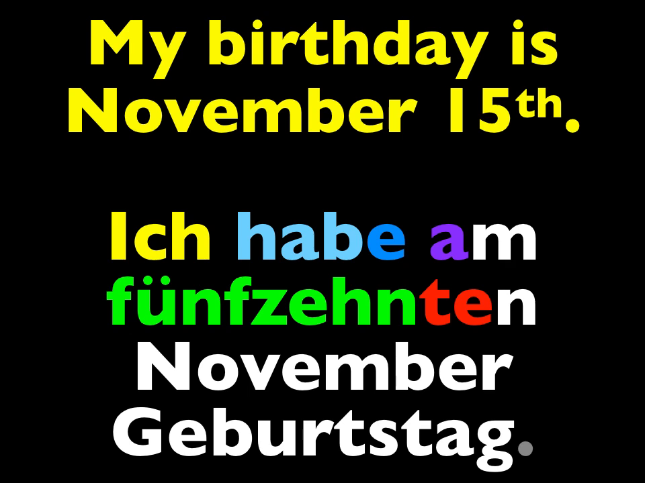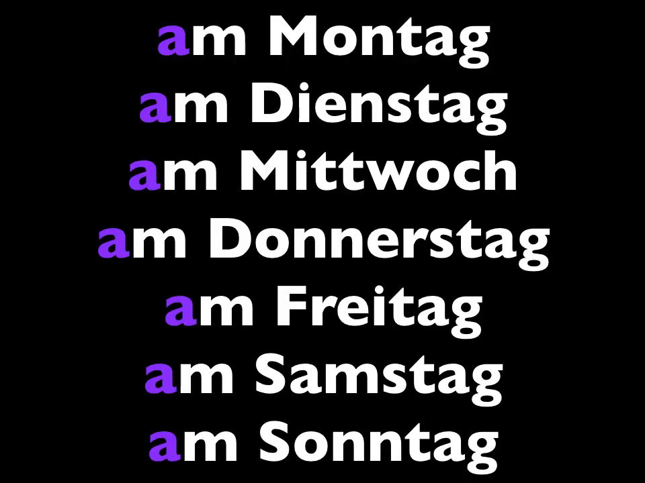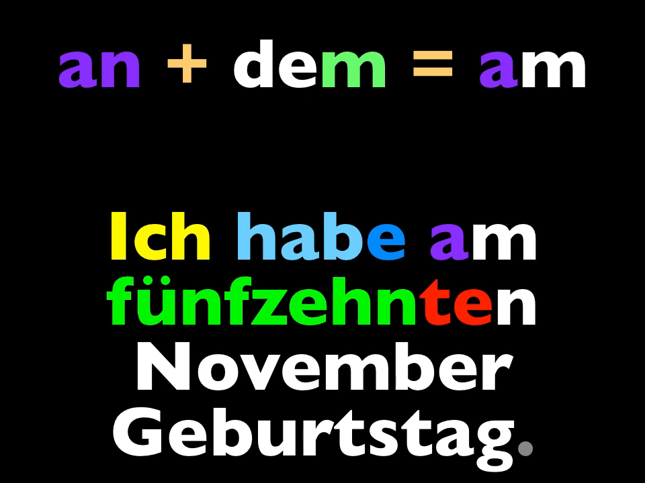Now, why is there an N on the number 15th? 15. Why is there an N there? Well, you've already learned how to say on Monday, on Tuesday, for example, am Montag, am Dienstag, am Mittwoch. The word am, meaning on, is a contraction, as you learned. And you've already learned an plus dem, which is dative case, contracts to am. But again, why is there an N on 15?